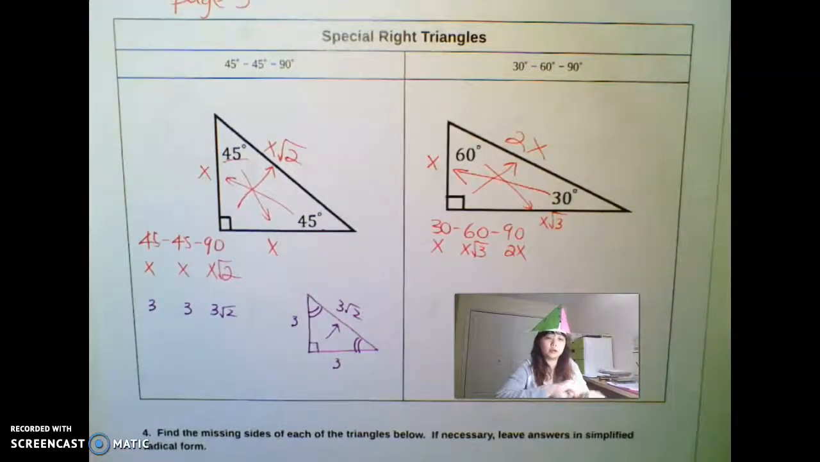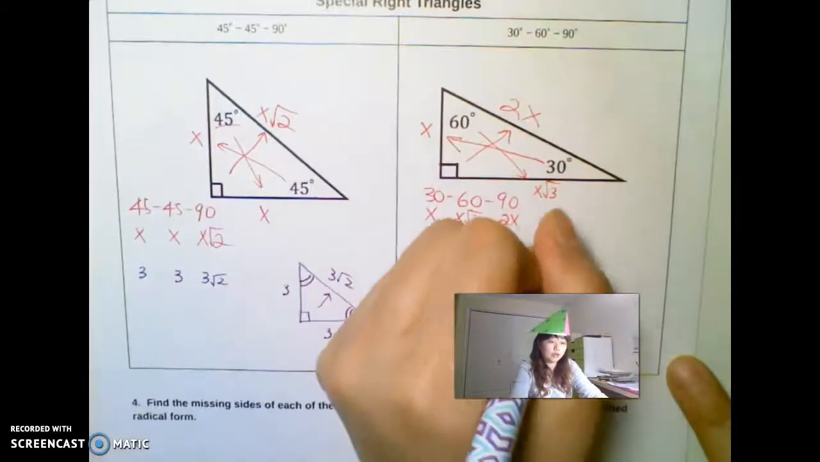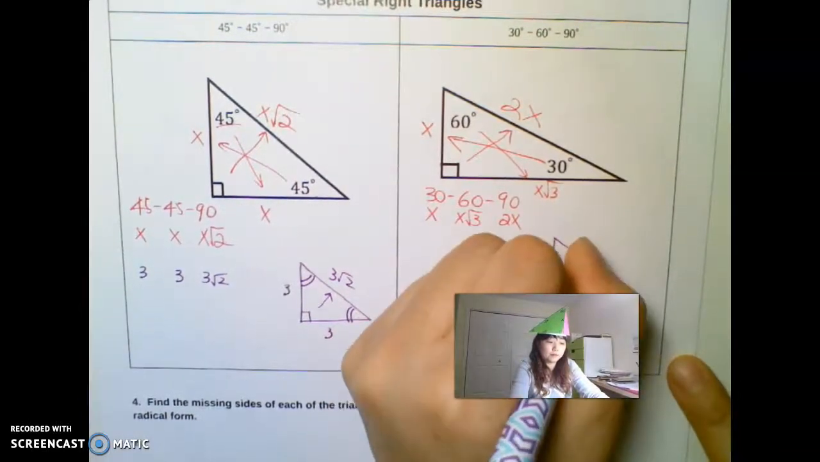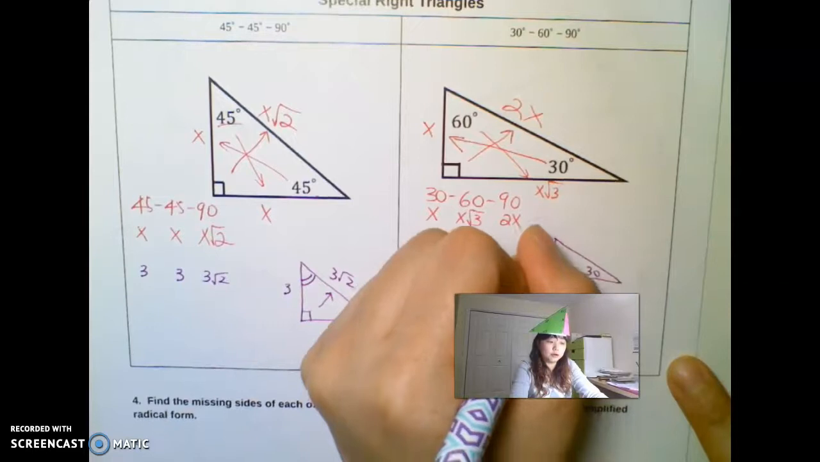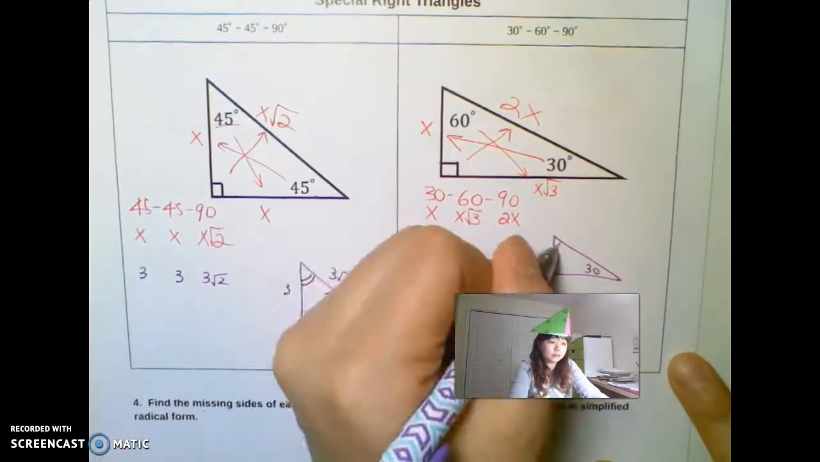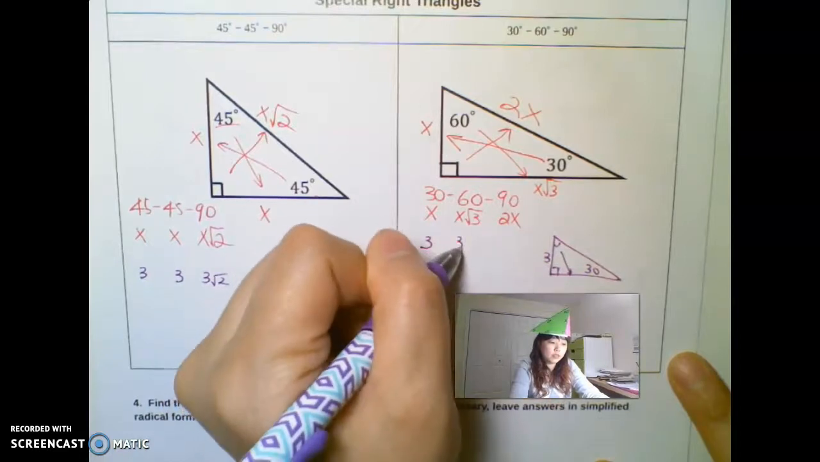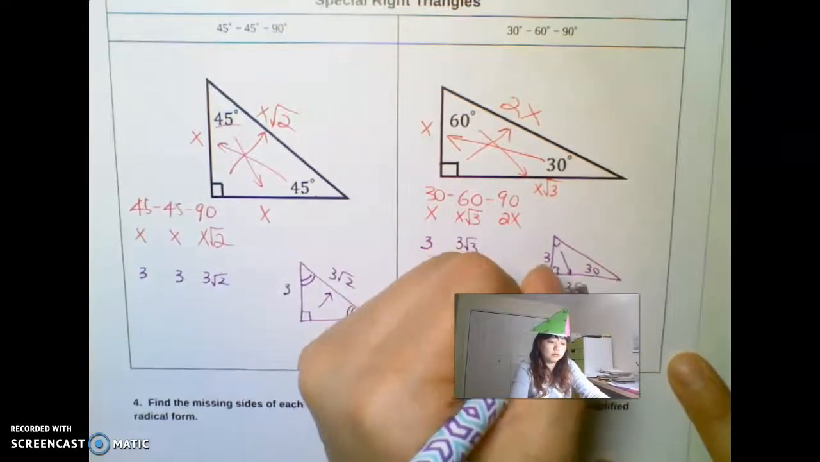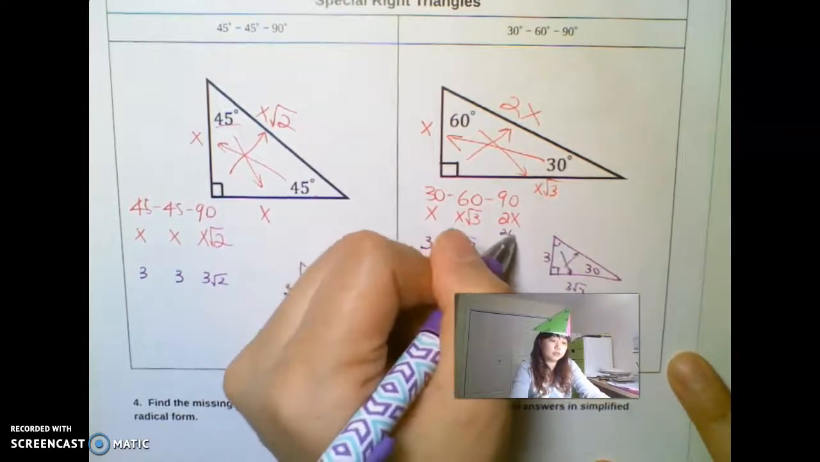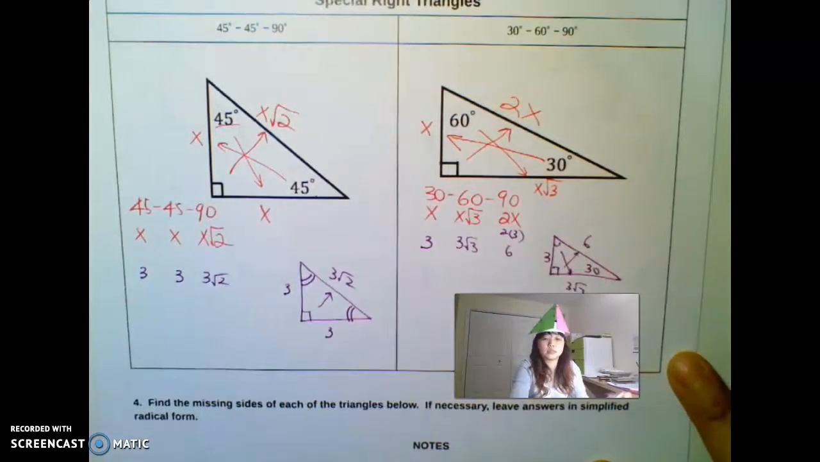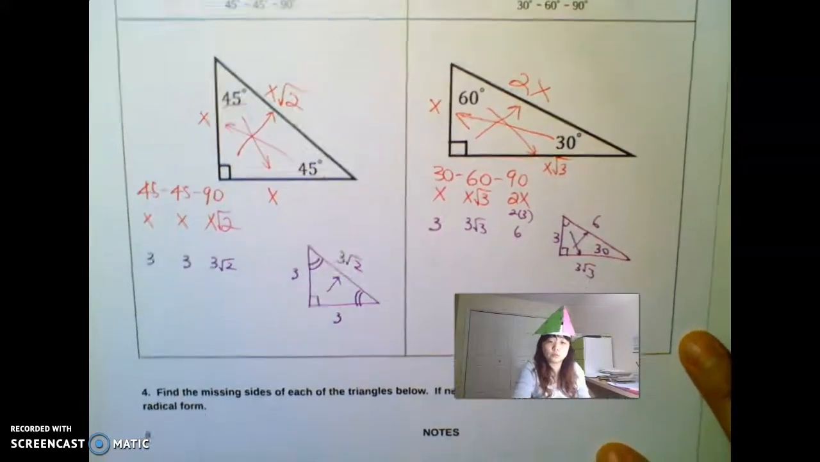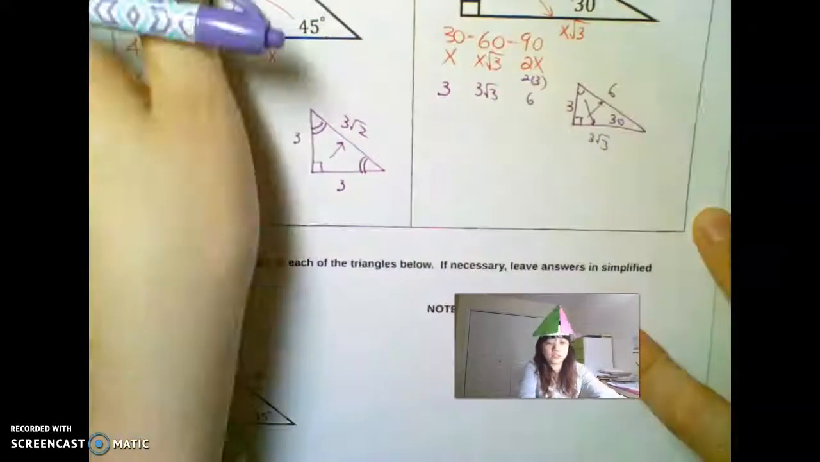So just like the other one, let's say we had a 30, 60, 90 triangle, and opposite of 30 was 3. Then opposite of 60 is going to be 3 root 3. And then opposite of 90 would be 2 times 3, so that becomes 6. So this ratio just always works. So let's look at some questions.